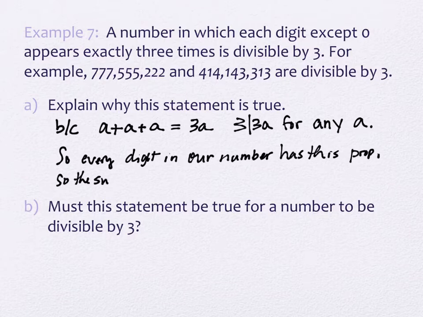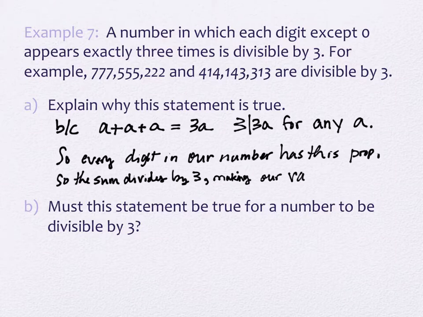So the sum divides by 3, making our value divisible by 3. Okay, so if it has this property, it was definitely divisible by 3.